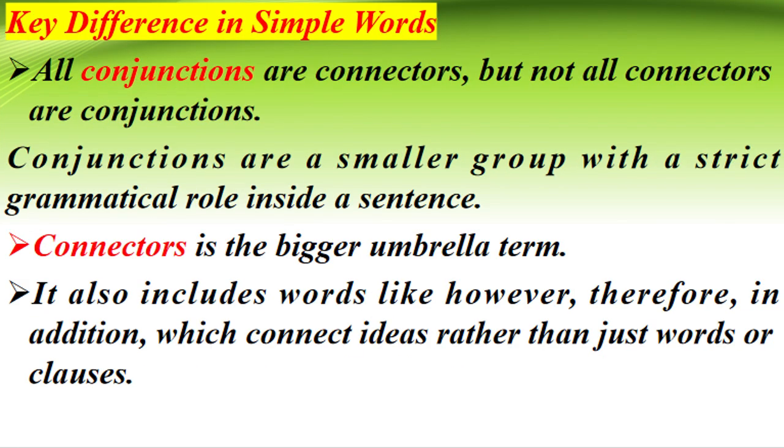Key difference in simple words. All conjunctions are connectors, but not all connectors are conjunctions. Conjunctions are a smaller group with a strict grammatical role inside a sentence. Connectors is the bigger umbrella term. It also includes words like however, therefore, in addition, which connect ideas rather than just words or clauses.